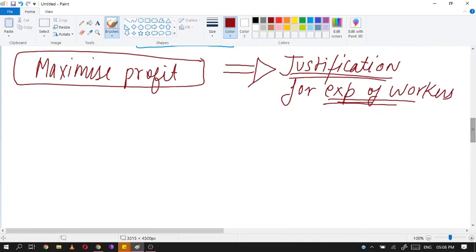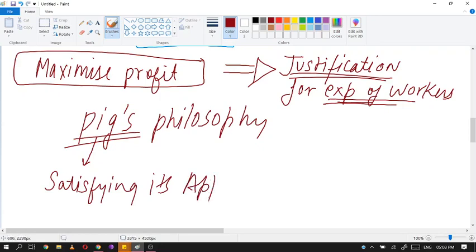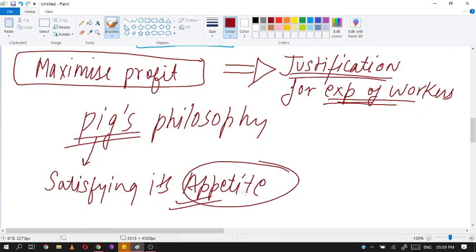And this is why this whole theory is called pig's philosophy. Pig's philosophy. Because what does a pig do? It is only bothered about satisfying its appetite, nothing more. बस यही करना है. ठीक है. So this is a criticism.